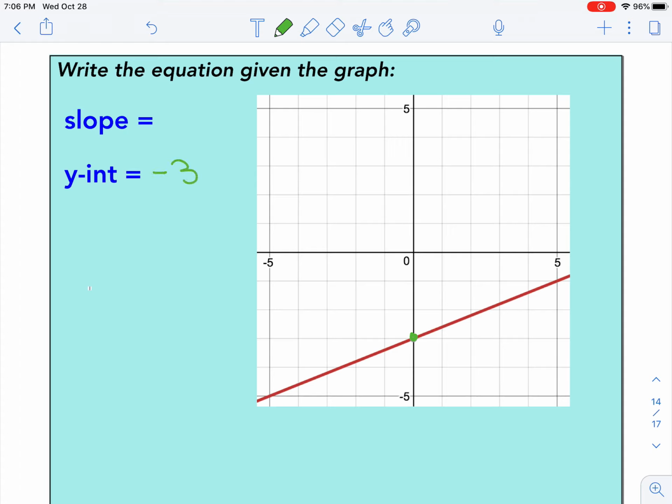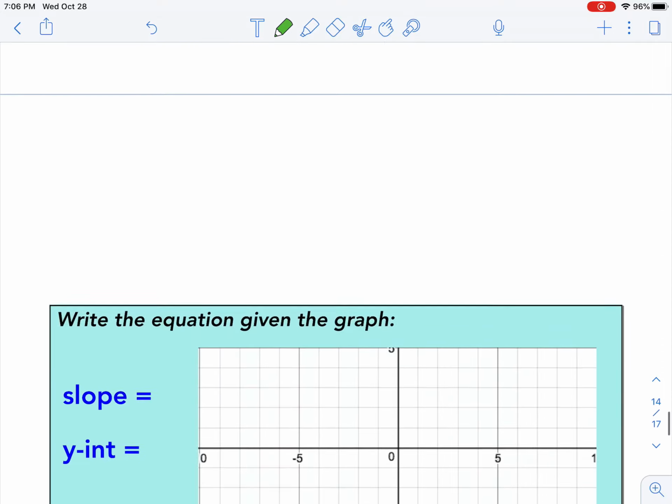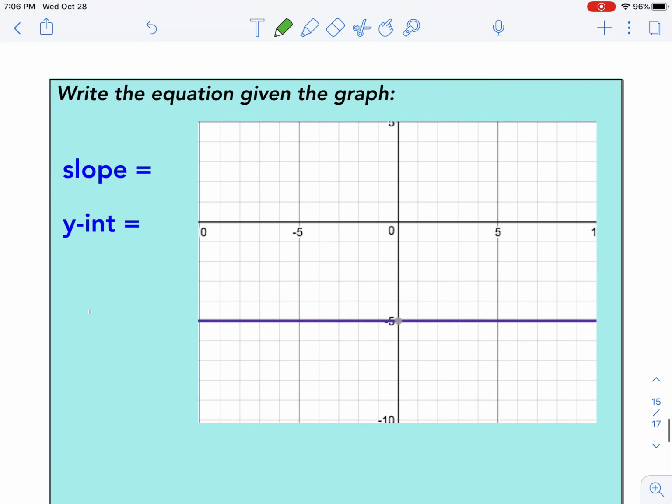Okay, our y-intercept right here is negative 3. Our slope, if I pick another point, is a rise of 2 and a run of 1, 2, 3, 4, 5. So my slope is 2/5, and my y-intercept is negative 3, so I get y equals 2/5 x minus 3, or plus a negative 3. That's the same.